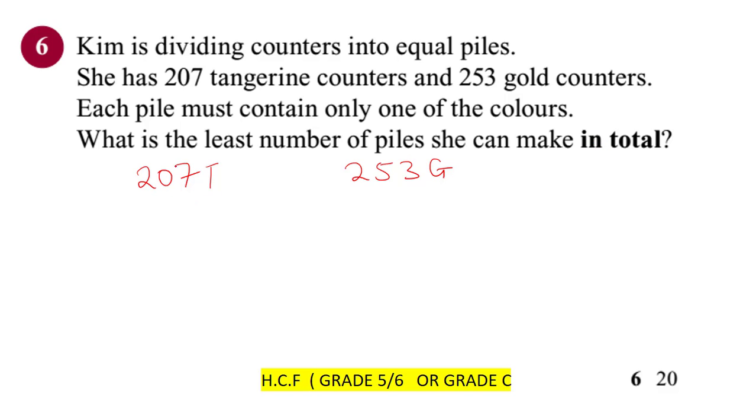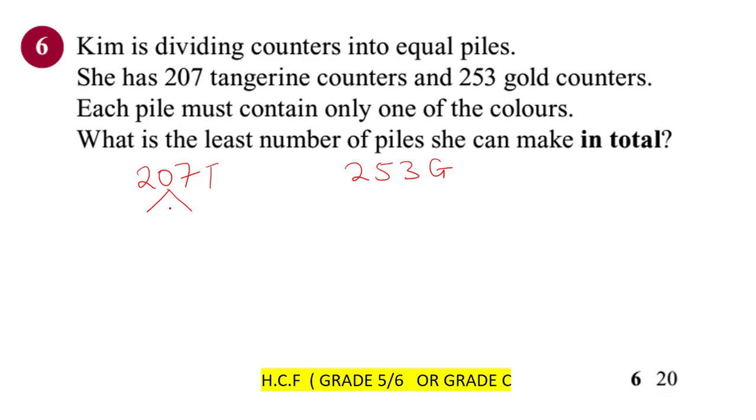Very quickly, I need to divide this into portions. I need to think about numbers that can go into this and numbers that can also go into this. But it's saying, what is the least number of piles she can make in total? For that to happen, I'm going to be thinking about the biggest number of tangerines that I can separate. So in each portion, how many tangerines will I have? And how many gold ones will I have in each separate portion? And the number has to be as big as possible. So we are thinking about the highest common factor, the biggest number that can go into this and can also go into this. So to do that straight away, you do the prime factor decomposition.